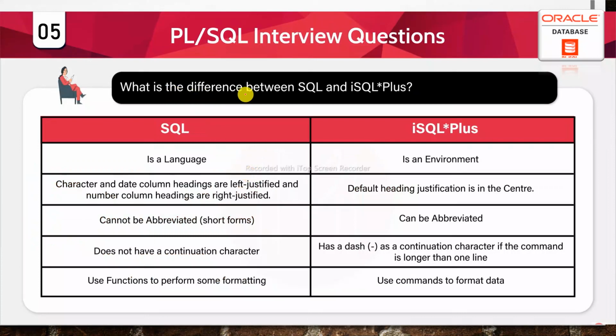Next, what is the difference between SQL and iSQL*Plus? SQL is a language, iSQL*Plus is an environment. In SQL, the character and date column headings are left justified and number column headings are right justified. In iSQL*Plus, the default heading justification is centered. In SQL, it cannot be abbreviated or written in short forms, but in iSQL*Plus, it can be abbreviated.